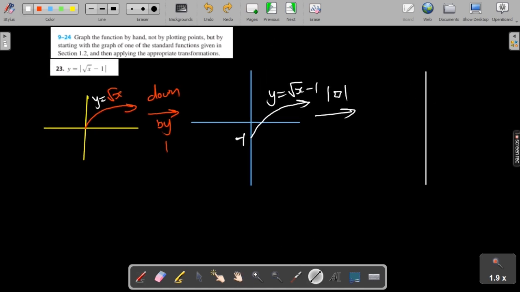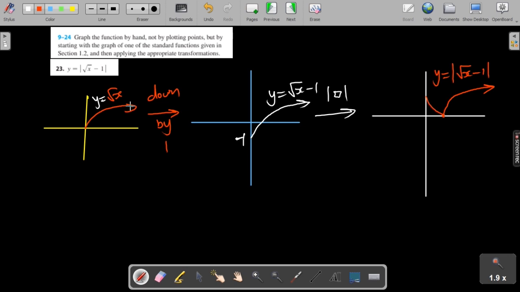So in the end, we're still going to have square root of x minus 1, but any negative portions will just be reflected. So this part, which is below the x, will just be reflected, and that is what it would look like. It would look like this. This is a reflection of this part, and everything else stays the same. And this here is y equals the absolute value of square root of x minus 1.